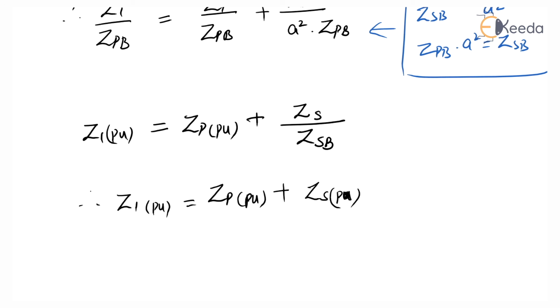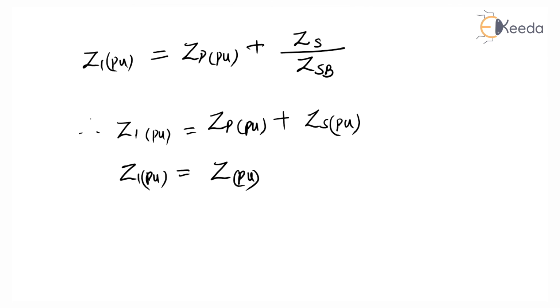Now this impedance on the primary per unit and impedance on the secondary per unit, we can write it as Z1 per unit is equal to Z per unit. So this is equation number 15. So therefore, per unit impedance of a transformer is the same whether computed for primary or secondary. This is the advantage. I have already told this before. Whether you compute it for primary or secondary, per unit impedance of a transformer is the same.